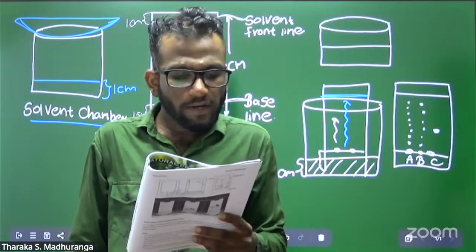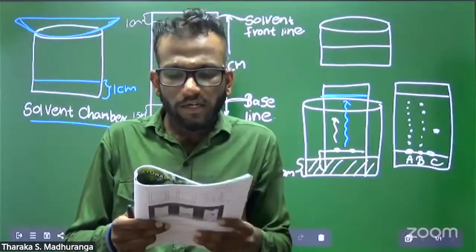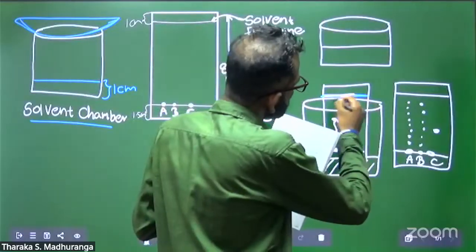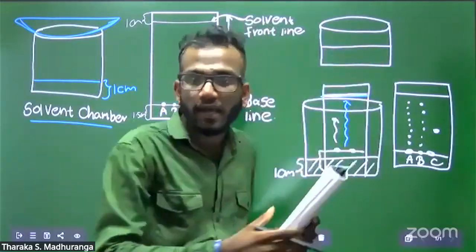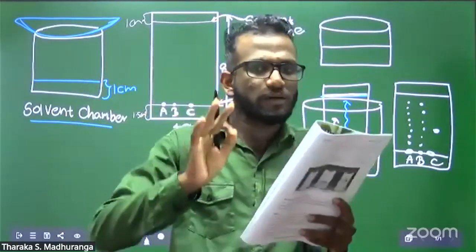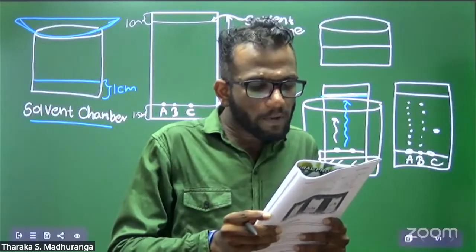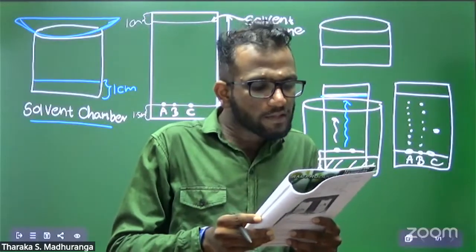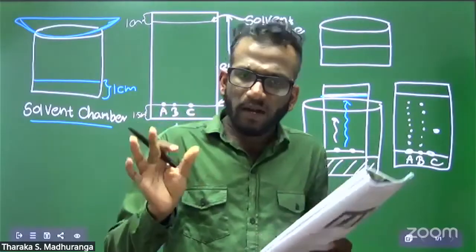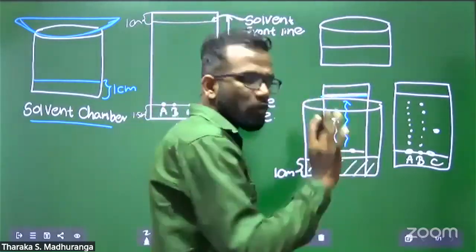Page number 12. When the solvent front rises to 1 centimeter from the top edge, that means 1 centimeter from the top edge is the solvent front line. Remove the paper and mark the solvent front with a pencil. This one is a little bit different, but I explained which one is correct. First of all, you need both.